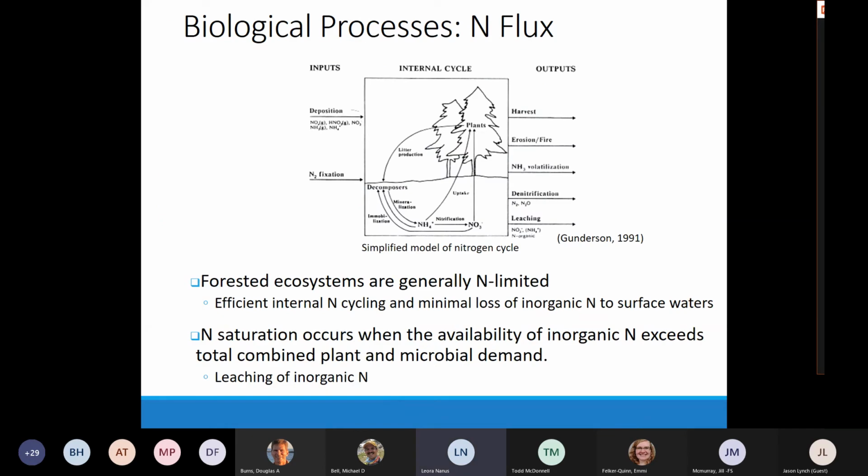So this is a simplified model of the nitrogen cycle showing biological processes that affect nitrogen flux. Forested ecosystems are generally nitrogen limited, meaning that they have efficient internal nitrogen cycling, and there's minimal loss of inorganic nitrogen to surface waters and groundwater. When the availability of inorganic nitrogen exceeds the total combined plant and microbial demand, nitrogen saturation can occur, and researchers have shown that this is occurring in high elevation watersheds in the Front Range of Colorado, Williams, Bering, Campbell, and others, just to name a few.